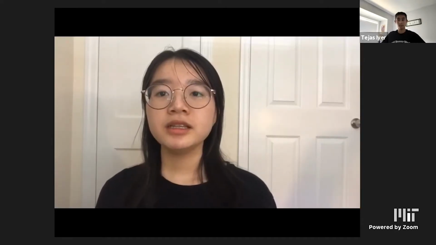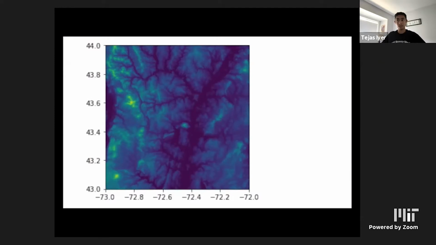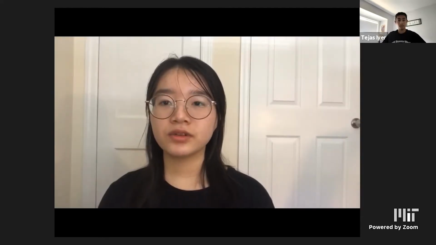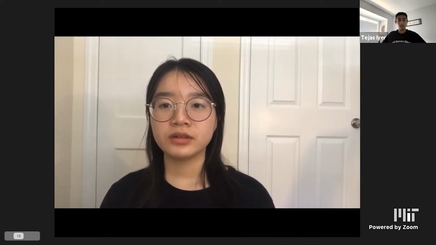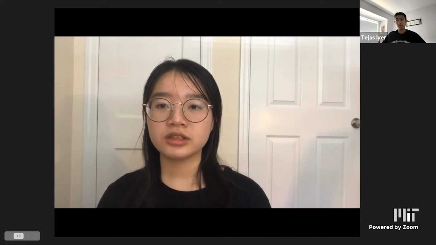Hi, I'm Jenny. I'm part of the planning team, and I'm working on the flood depth map to determine regions that are likely to be flooded when the hurricane hits. So this is useful for helping to predict regions that should be evacuated and where the shelters should be.